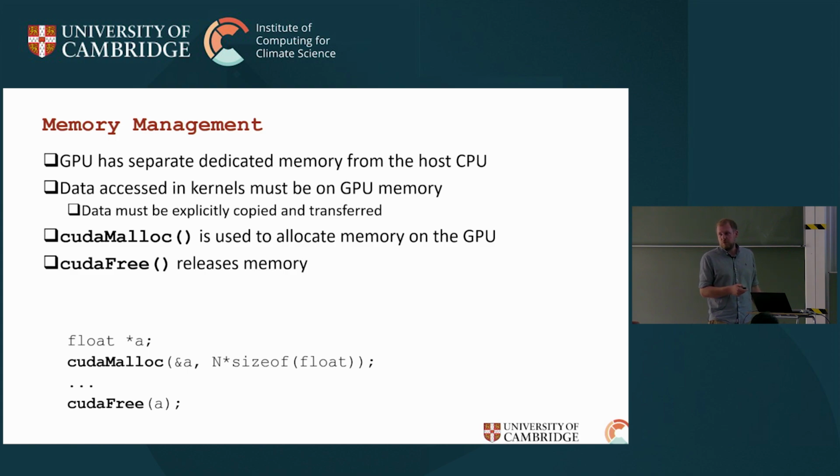We've assumed that the value we want to store is a floating point value. That could be different. An int is the same size, but it could be a double or some other data structure. And because we've allocated memory using CUDA malloc, we have an equivalent, which is CUDA free. And that's just the same as free.